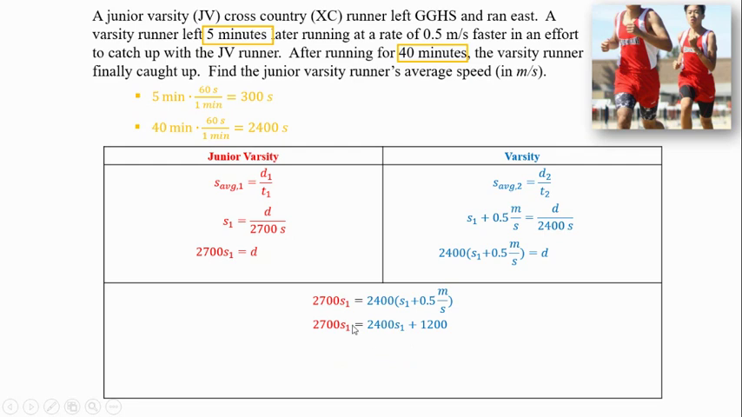Now all we have to do is combine like terms. There's an S1 variable on the left side and an S1 variable on the right side. Combining like terms means we move the 2,400 S1 to the left side, which makes it a subtraction. So 2,700 S1 minus 2,400 S1 equals 1,200, and that reduces to 300 S1 equals 1,200. To solve for S1, we divide both sides by 300, and that's it. S1 comes out to be 4 meters per second. Okay, I hope that helps.